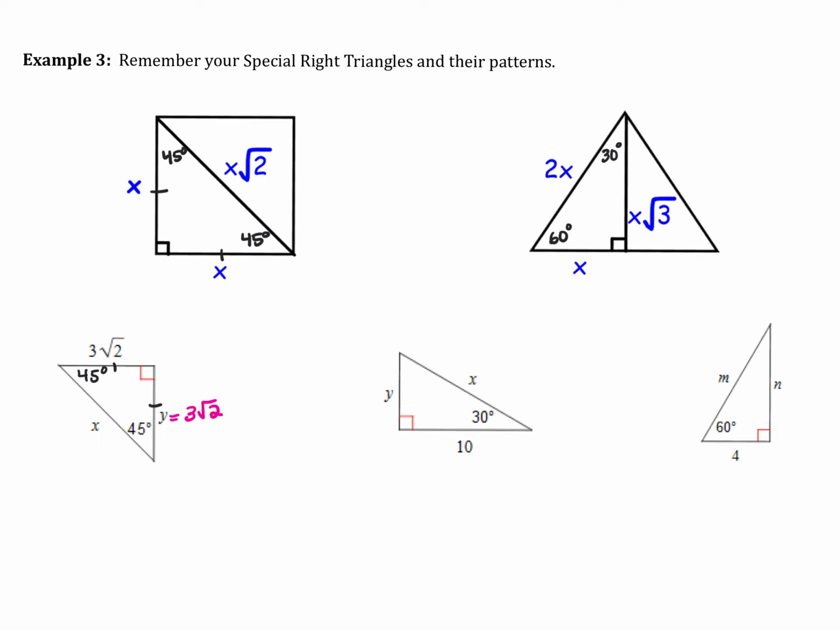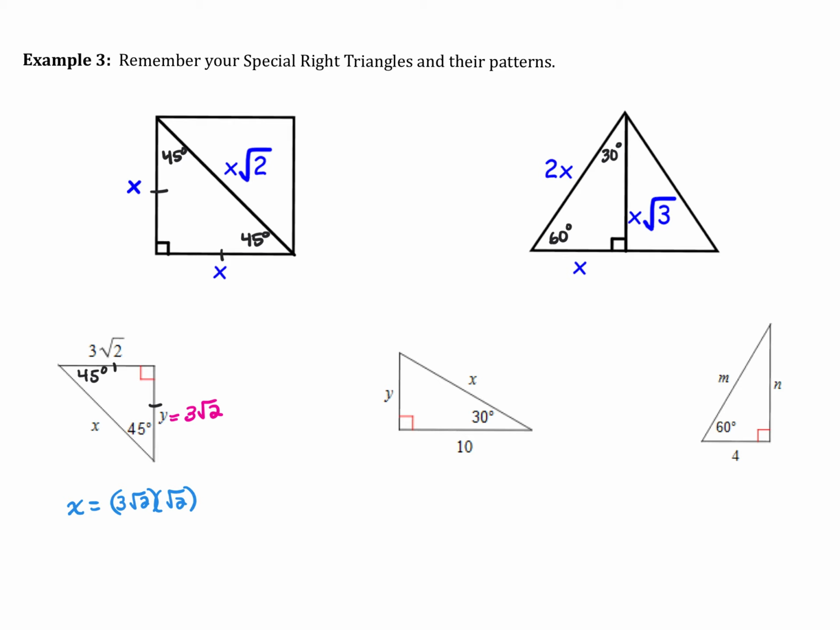But what we know about our 45-45-90 triangles is that if we multiply the leg by radical 2, we get the hypotenuse. So really, to figure out x this time in this triangle, I'm going to have to take the leg, which is 3 radical 2, and multiply it by radical 2.